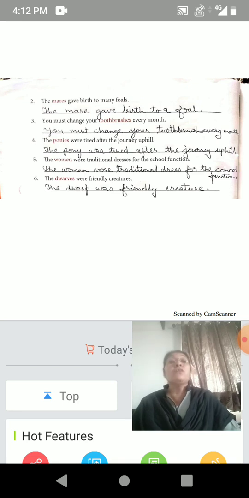Next, here is given the women. Women means many ladies, so here we convert it into singular. The woman wore traditional dress. What will we do with dresses? Dress, for the school function. Sixth one, last one. The dwarves were friendly creatures. So we convert dwarves into dwarf. The dwarf was a friendly creature.